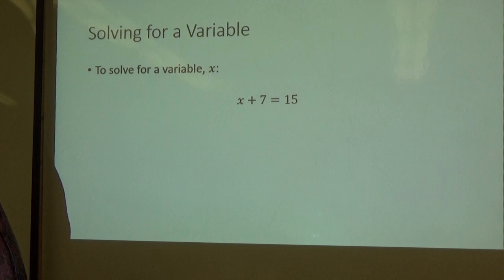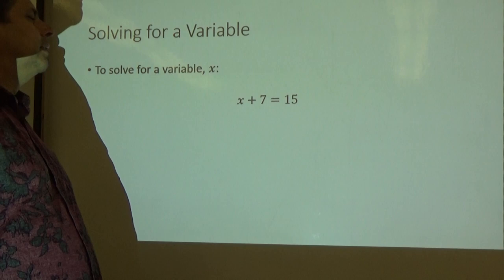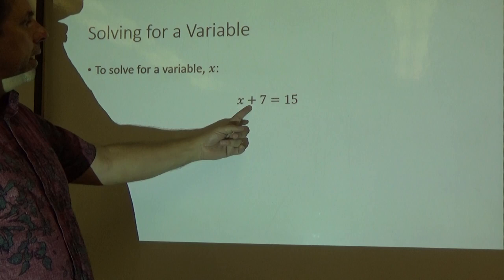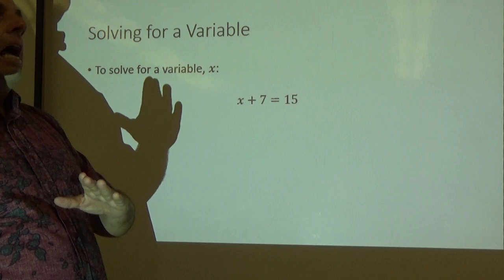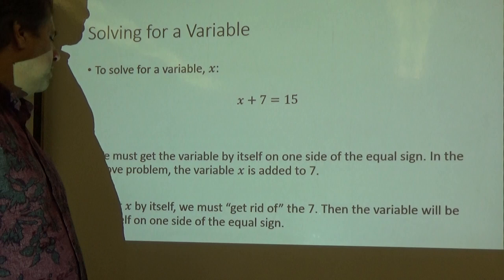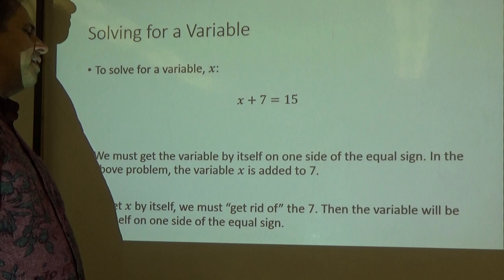All right, so to solve for a variable x, let's say I have this: x plus 7 equals 15. Well, I want to get that x by itself on one side of the equal sign. How am I going to do that? Well, this is a plus 7 here. What can I do to get rid of plus 7? What's the opposite of plus 7? Okay, x is added to 7, we've got to get rid of the 7, and then the variable will be on one side of the equal sign by itself, and that's what we're looking for.